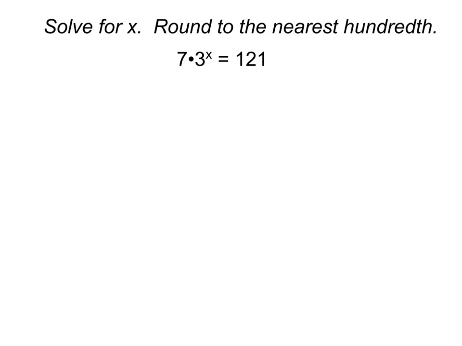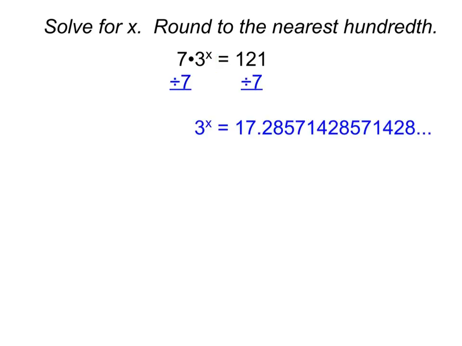All right, so when doing this problem, the very first thing we want to do is get the exponential part by itself first. That means getting rid of the 7 in this case. And since it is 7 times the exponential, I'm going to divide by that 7. Now when I do that, I end up with a really big, long, ugly decimal.